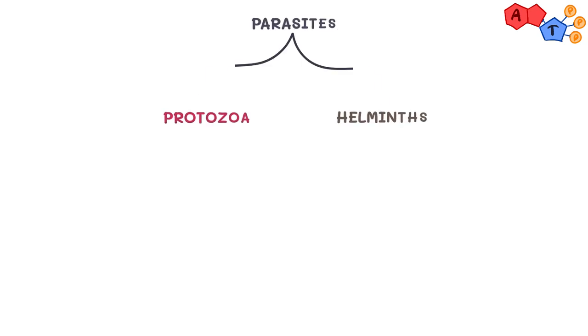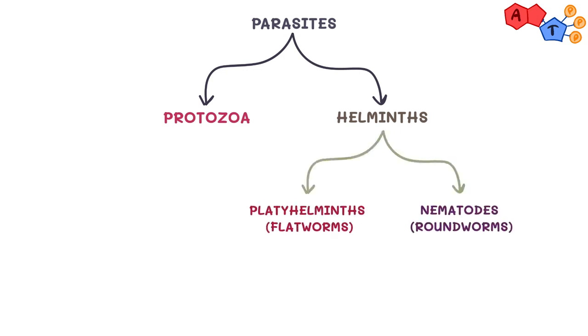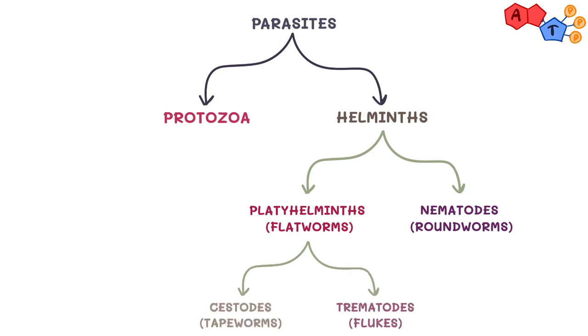Okay, to summarize again, here's the classification of parasites. We talked previously about protozoa. Today, we started talking about helminths, and we divided them into two groups, platyhelminths and nematodes. Platyhelminths were the target of today's video, and they were further divided into two subgroups, cestodes and trematodes. In the next video, we will talk about the nematodes.